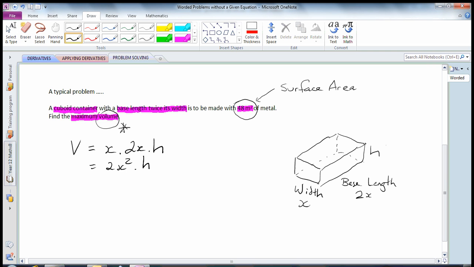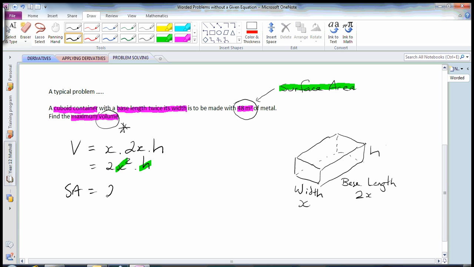Okay, now if I was optimizing that, I'd want to do the derivative, but I'm a little bit stuck here because I actually have two variables. Here I've got an x and I've got a height. So it's very hard to do a derivative when you've got two variables in the question. So what I need to do is try to eliminate one of those variables, and I do that using the second concept in the problem, and that's the concept of surface area. So let's have a look at our surface area and see if we can develop a rule for surface area for this shape.